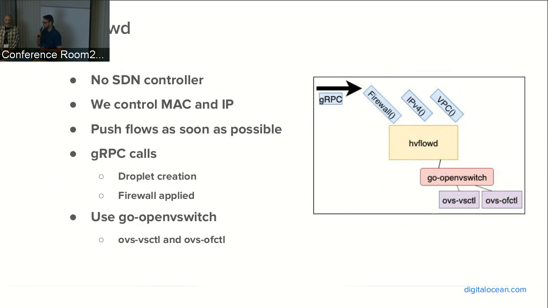HVFlowD is a service written in Go that lives on every hypervisor. It gets called via gRPC, for example, when a new virtual machine is created or when a new firewall is applied. It is based on the open source library written by DigitalOcean called go-openvswitch. And under the hood, go-openvswitch currently uses ovs-vsctl and ovs-ofctl, but we plan to make it speak OpenFlow directly.